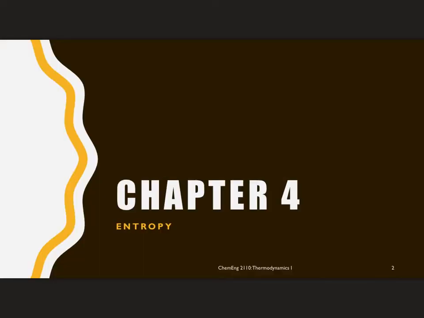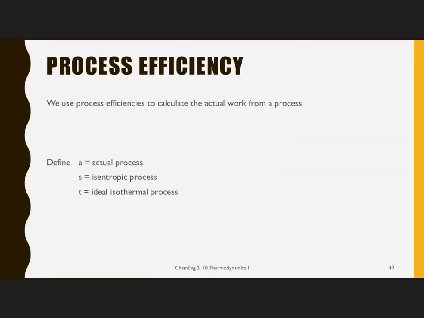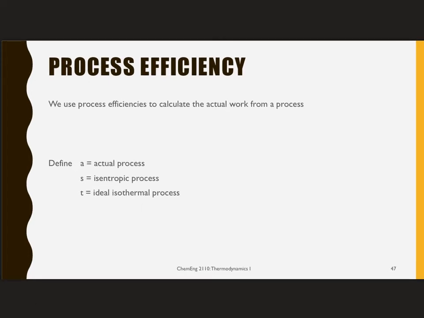We are wrapping up Chapter 4 on the study of entropy in this video lesson, and we are going to be looking at how we can use reversible process calculations to determine answers for real processes by using process efficiencies. We use process efficiencies to calculate the actual work from a process. Now, we're going to define the process efficiency as eta. We've used that when we started talking about an engine or something like that.